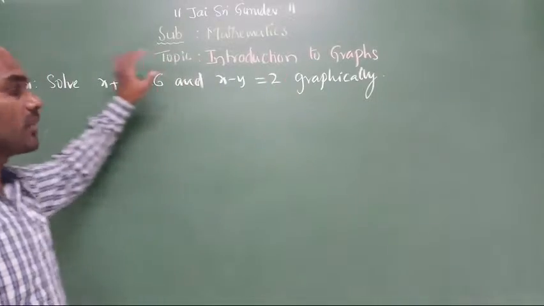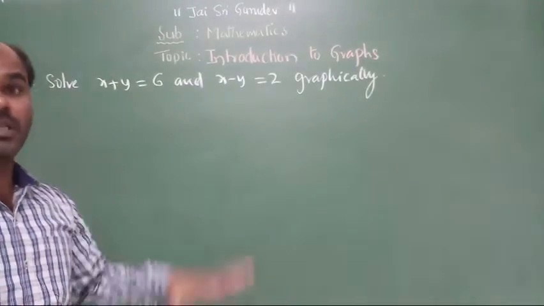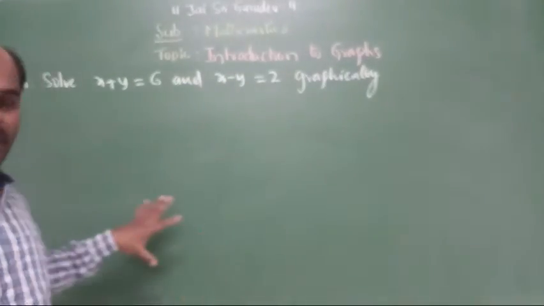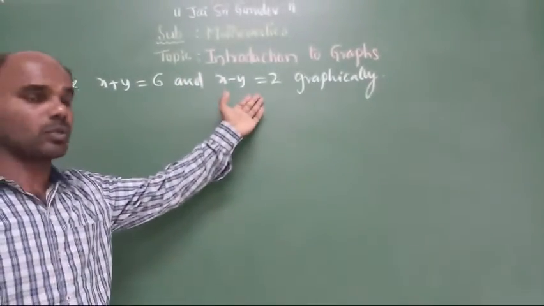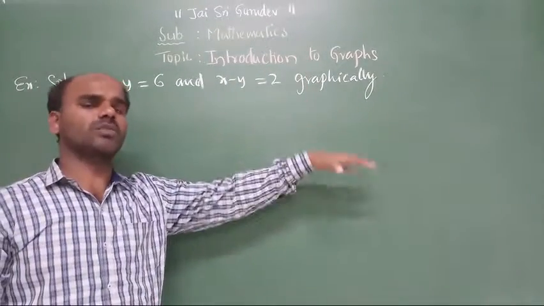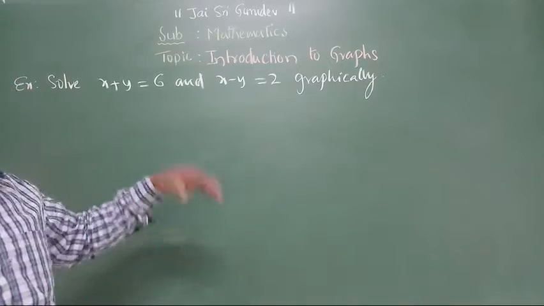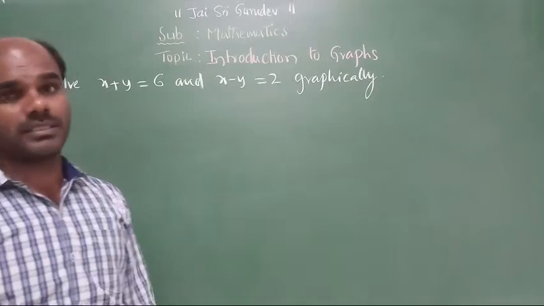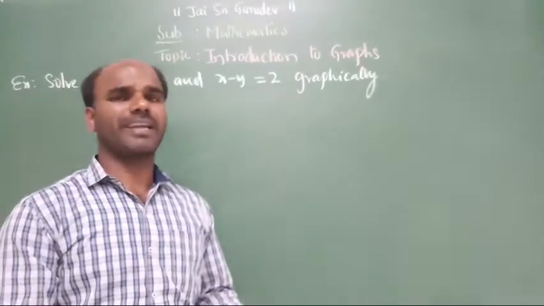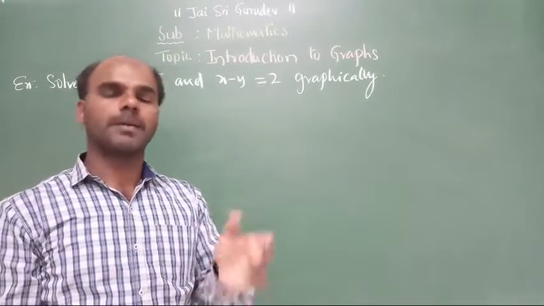For x plus y equals 6 we first have to find a pair of points. After finding the points, we plot them on the graph. Likewise for the second equation, x minus y equals 2, we find a pair of points, plot them on the graph and join them. After joining, both lines will intersect at a point.